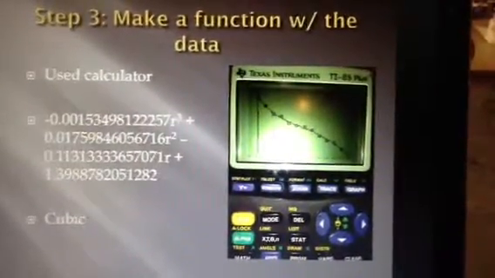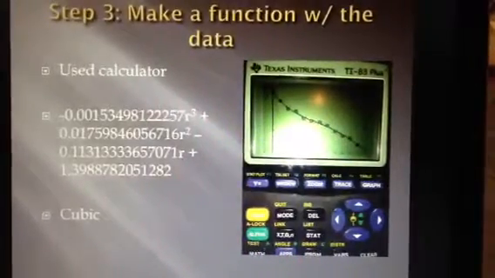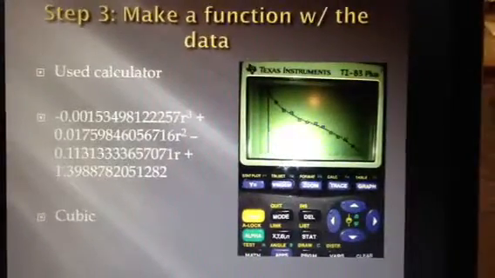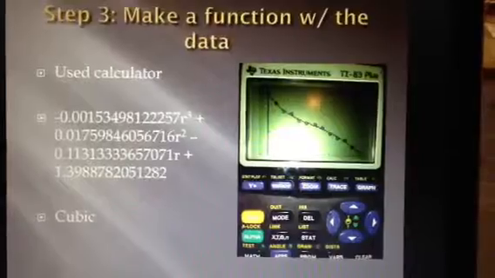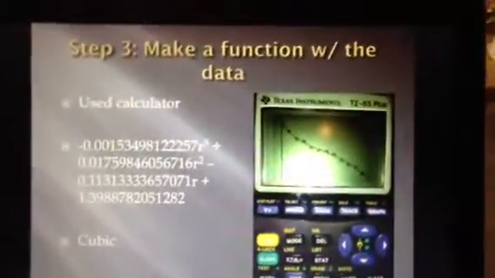We actually used the quintic function, but the r to the fourth power value was infinitesimally small, so we just disregarded it. It was point something times 10 to the negative 8 or something like that.